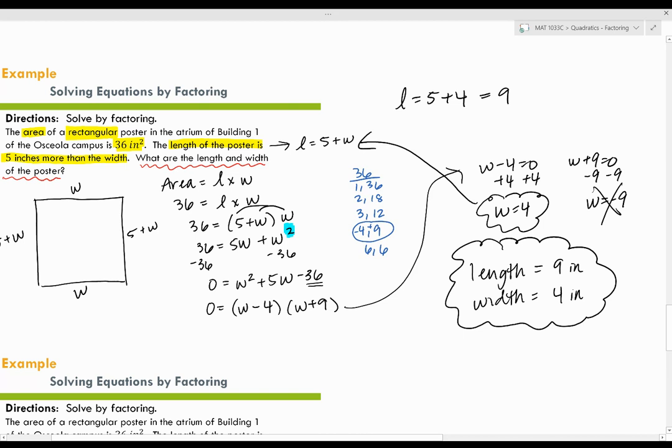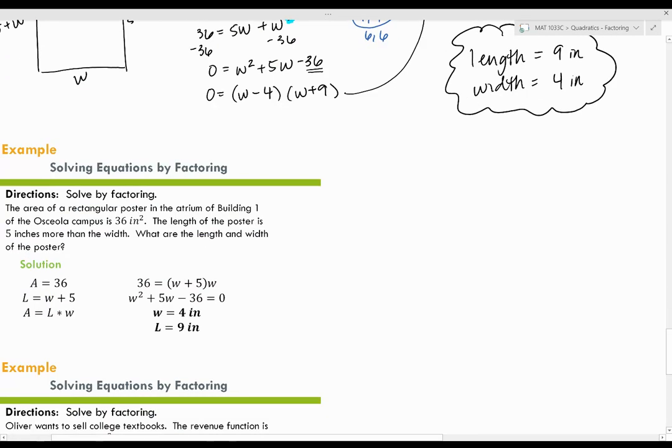So just be careful. The math is all right, but just make sure that your answers make sense in the context of your problem. Okay? All right, let's try another application problem.